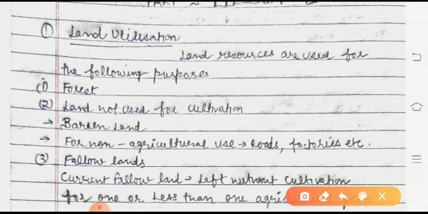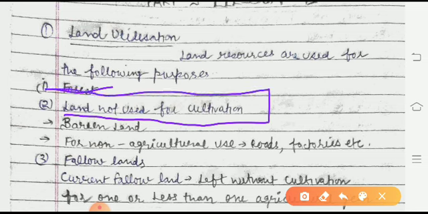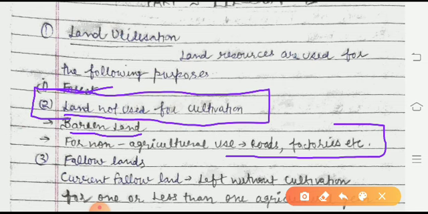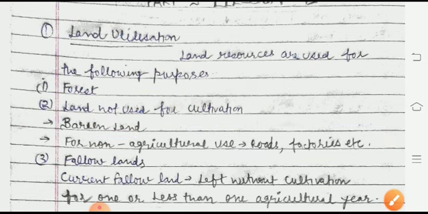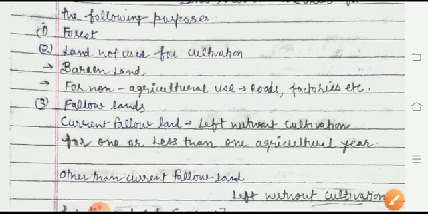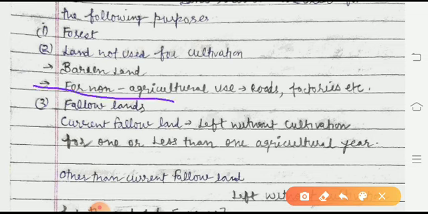It can be used for forest and land which is not under cultivation. The land which is not under cultivation, either that land is barren land or maybe the land which is used for construction activities like roadways and factories, etc. So now the most important use of land, fallow lands.